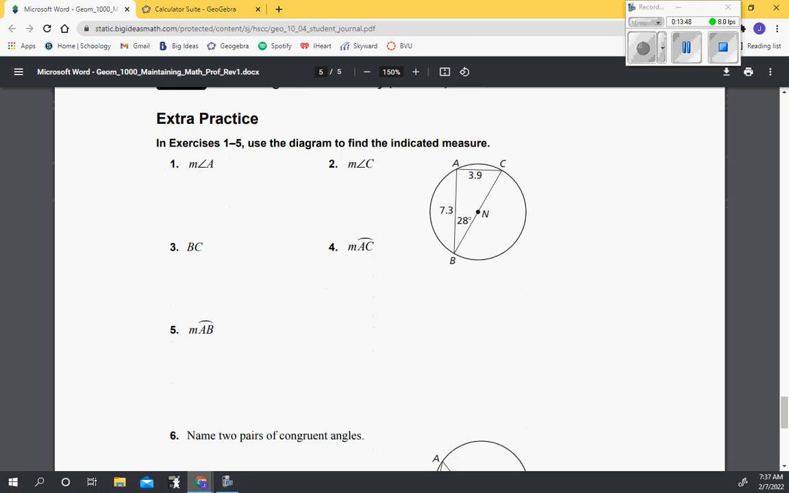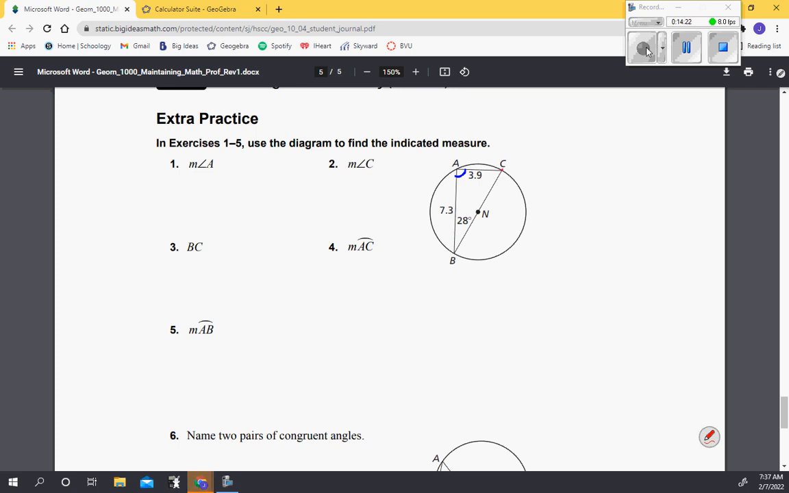Okay, down here. Extra practice. In exercises 1 through 5, use a diagram to find the indicated angle measure. The first thing they give us is angle A. We want to find the measure of this angle, and I kind of just gave it away. Shoot. We want to find this angle. Well, we kind of have to look at what we're given. We're given this angle here. That's 28 degrees. Okay. But that really doesn't give us a whole lot of information for angle A.